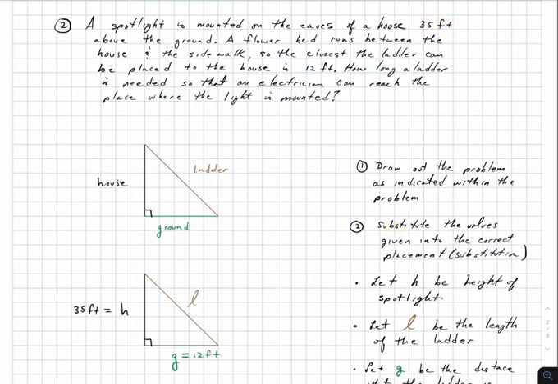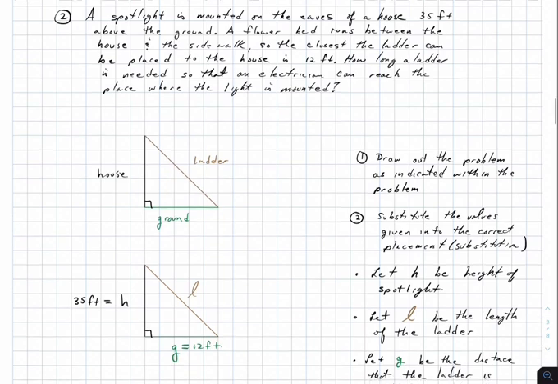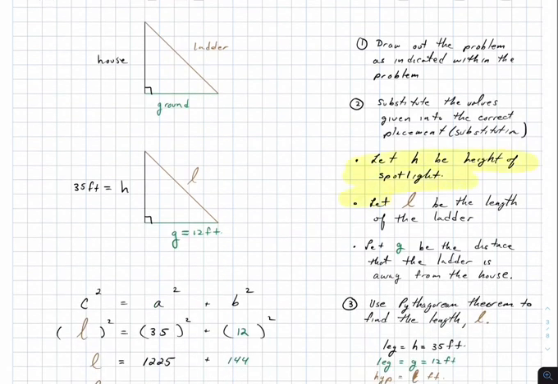You want to read it, and what you want to do is pick out the essential pieces, the pieces of information that are going to help you solve the problem the most. Scan for numbers. Scan for words like top, bottom, above, below, horizontal, things like this that will stand out within the problem. And then define your variables.